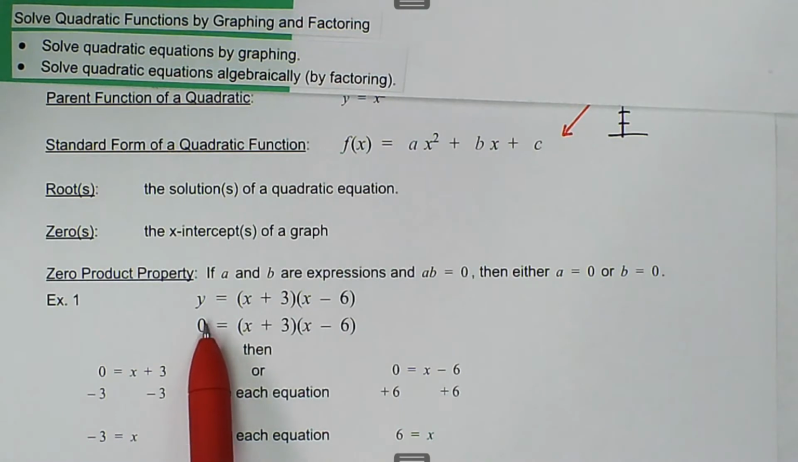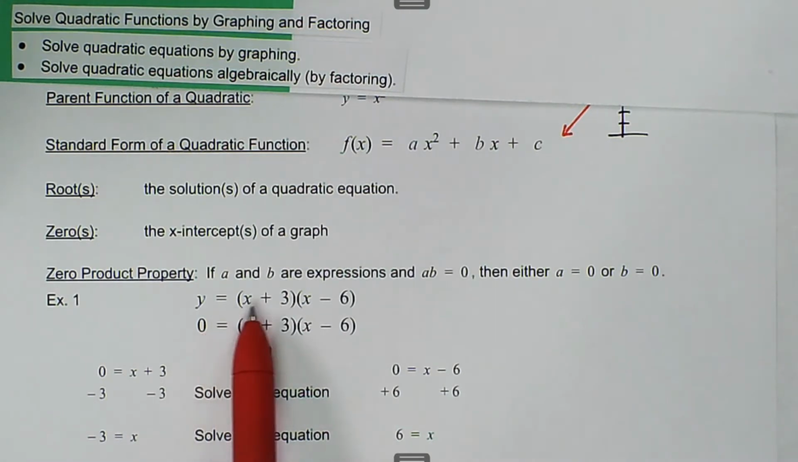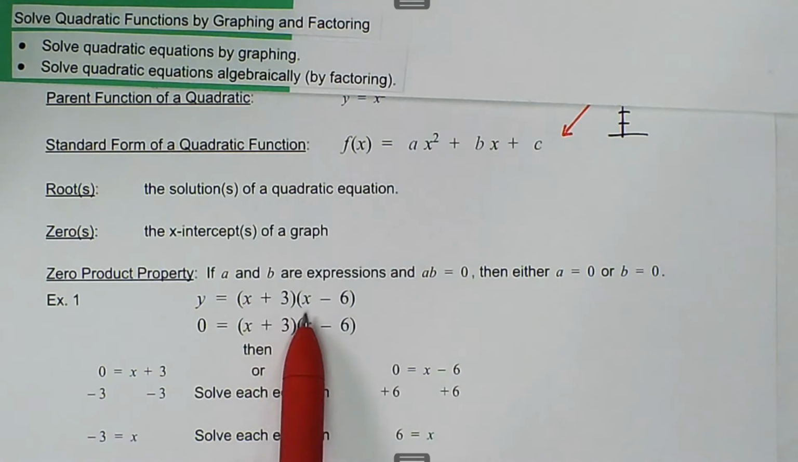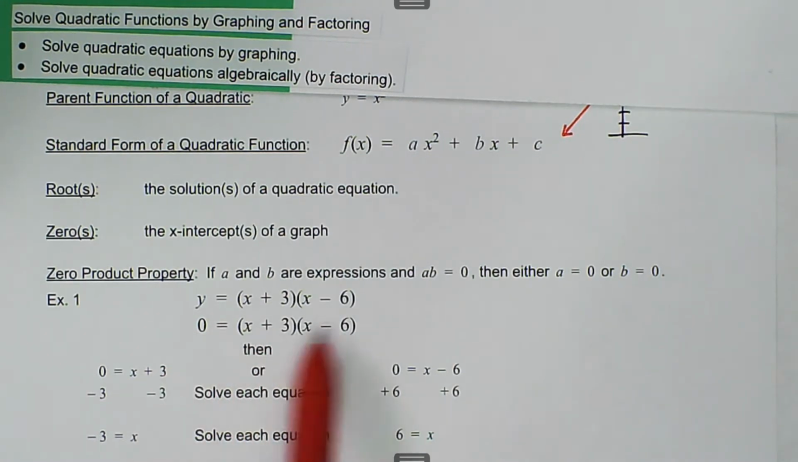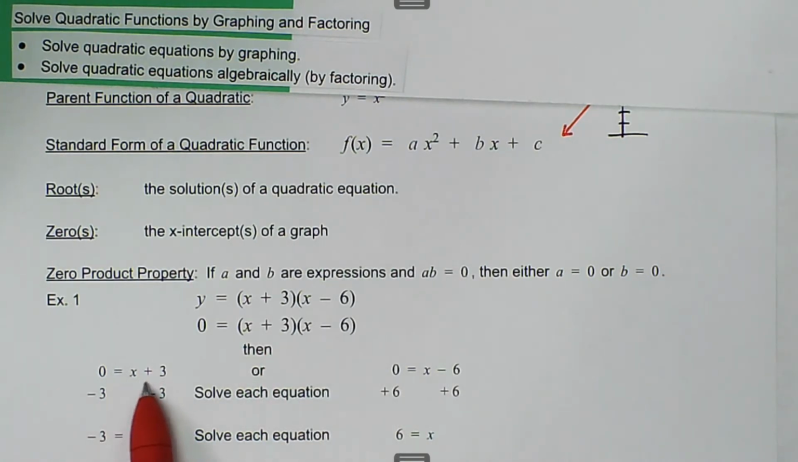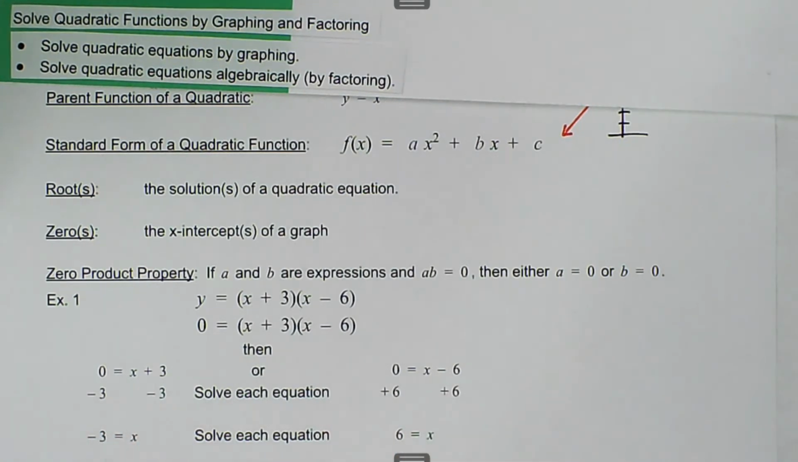So here we have an example. You have y equals x plus 3 times x minus 6. If we substitute 0 in for y, that means we want to find out when this graph is going to cross the x-axis. We can simply set each one of these expressions equal to 0. So 0 equals x plus 3, 0 equals x minus 6. We add 6 to both sides. We subtract 3 from both sides, and we get negative 3 is equal to x, or 6 is equal to x.